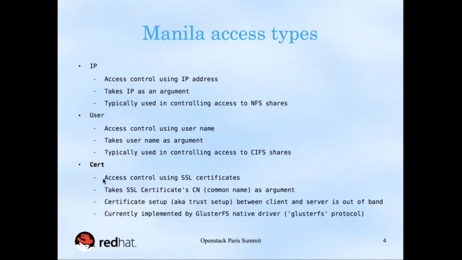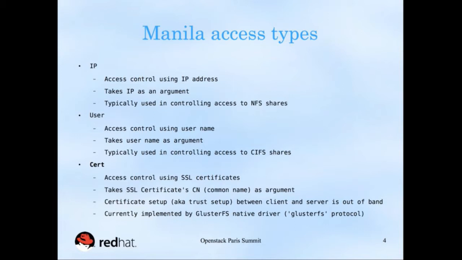The second access type is user-based access, which provides you access control using username. It takes obviously a username as an argument, and it's typically used in controlling access to a CIFS or a Samba share. The third type of access, which I worked on enabling in Manila in the recent past, is the CERT-based access type. So the CERT-based access type enables the access control using SSL/TLS certificates. It takes the SSL certificate's common name as an argument.